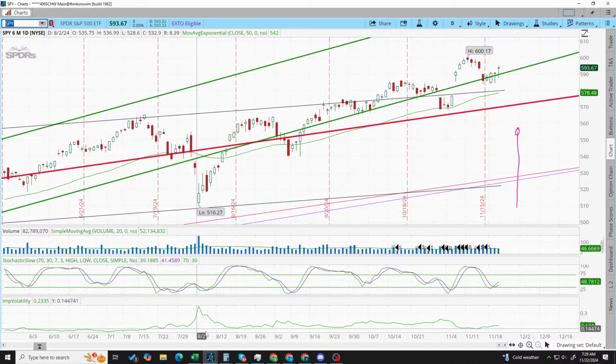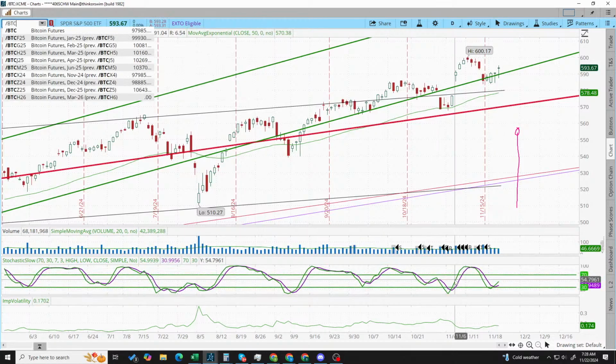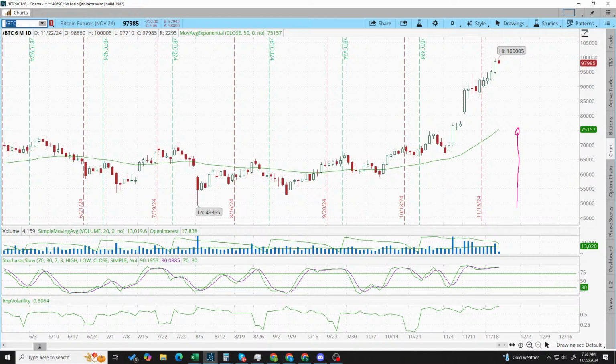I'll tell you what. You guys see Bitcoin? My goodness. Let's go look at BTC. Let's get rid of that pink line. And there it is, 100,000 for the first time. I don't know, I guess because of Musk's influence, everyone saw that this will be a favorable administration for Bitcoin. I don't know. I guess maybe we'll see.